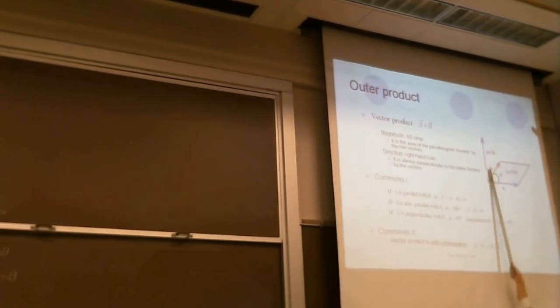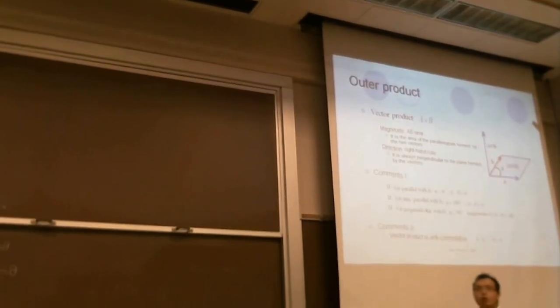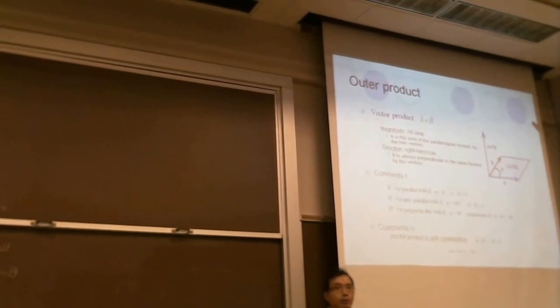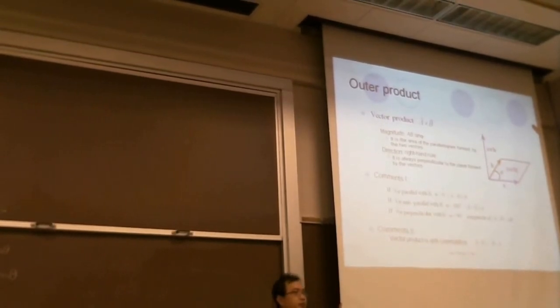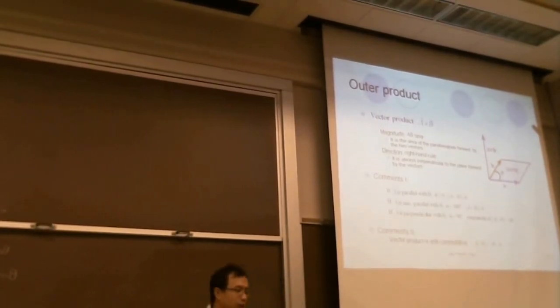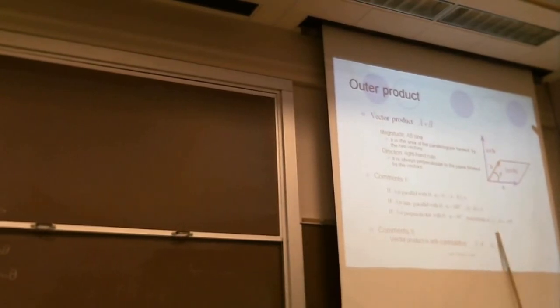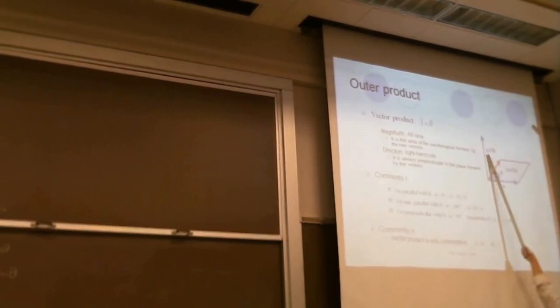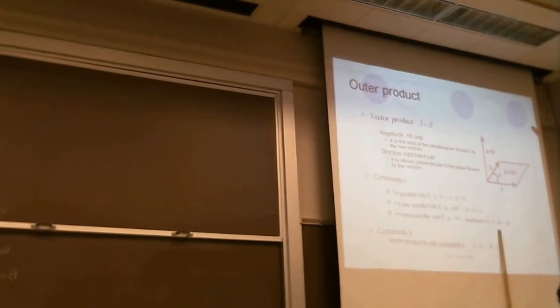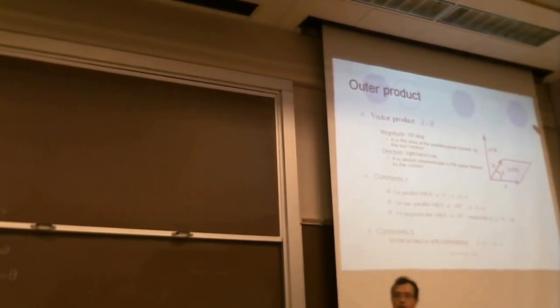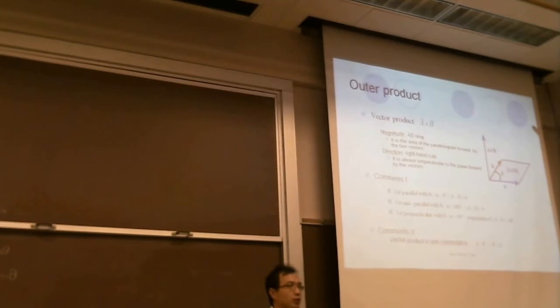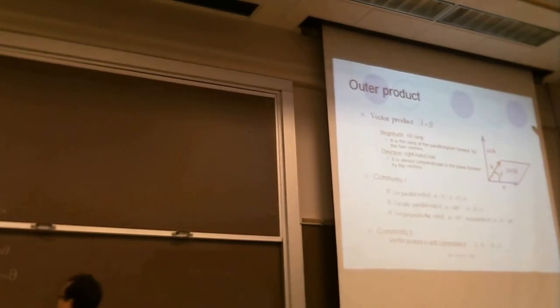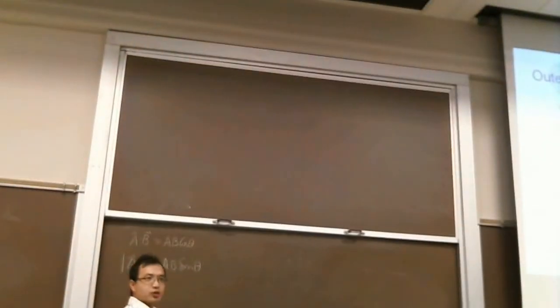So this is the new vector. A cross B forms a vector perpendicular to both of them. But of course, perpendicular to the plane still leaves two possible directions: one is upward, another is downward. So we have to use the right-hand rule to fix the direction. So the direction is like this for A cross B.